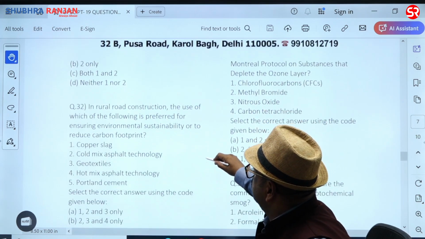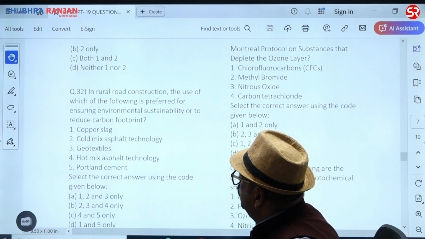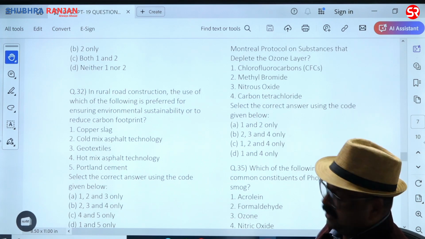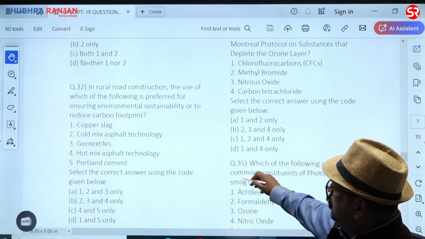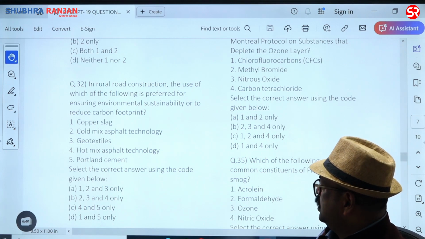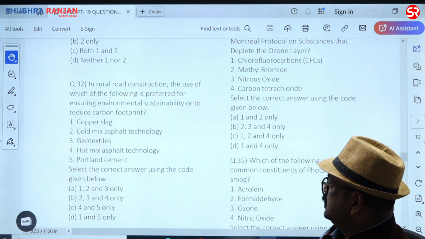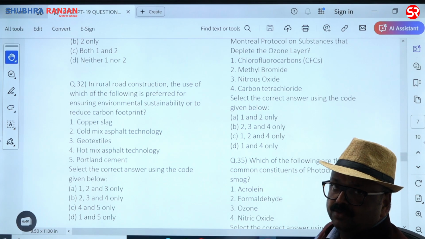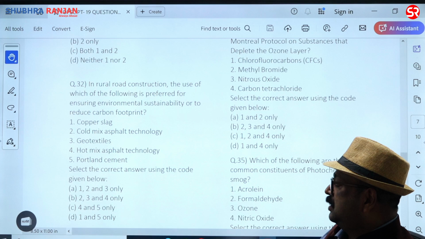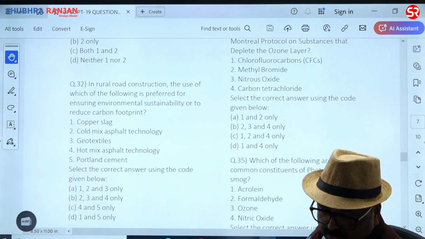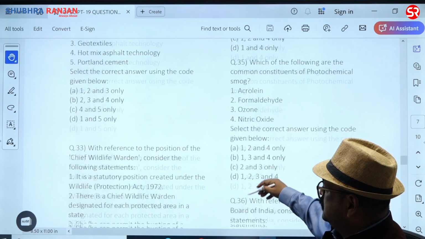In rural road construction, the use of which of the following is preferred for ensuring environmental sustainability or to reduce carbon footprint? 32. Copper slag, yes, we are using it. Cold mix asphalt technology, we are using it in road construction. And geotextiles, that is also used in road construction. Hot mix asphalt technology, no, hot mix asphalt is used in urban road construction. Portland cement, urban road construction. So 4 and 5 नहीं करते हम लोग. 1, 2 and 3 are being used. So 32 Alpha is the right answer.